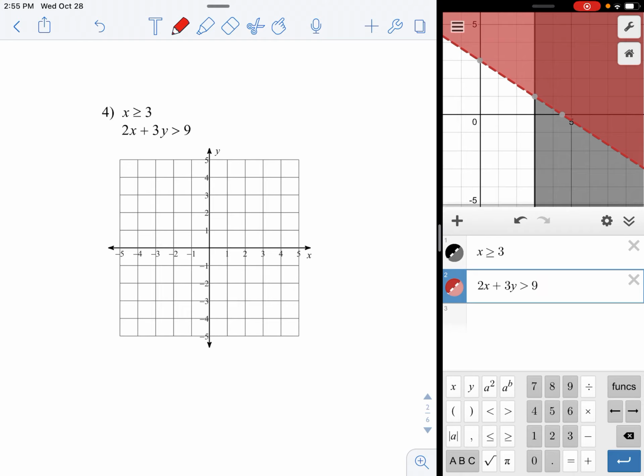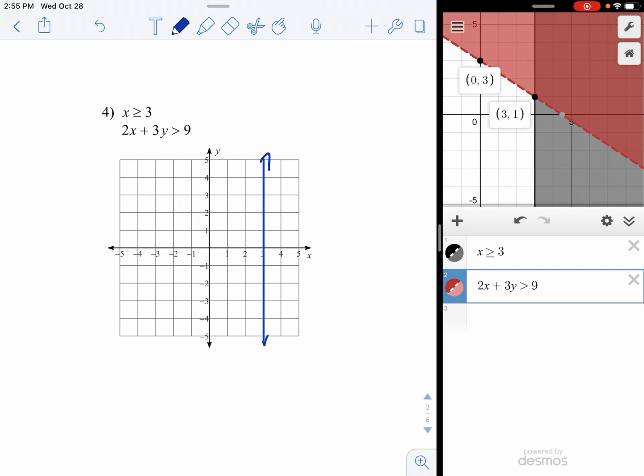So, okay, what do I have? Let me just pick a color. I'm just going to stick with one color. I've got a vertical line here, which is solid. I've got a slanted line here, which is dotted.